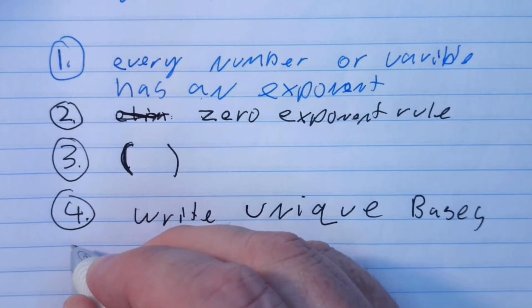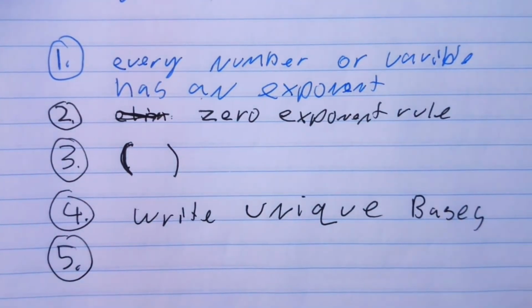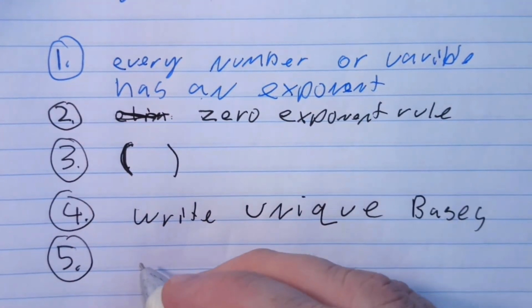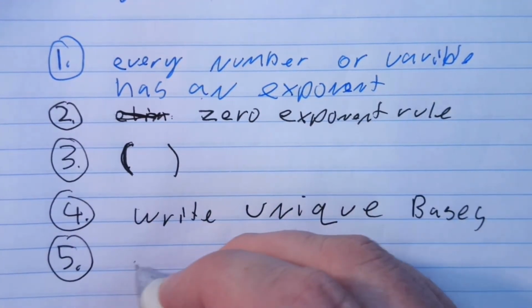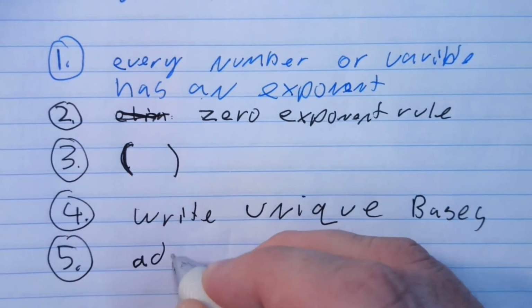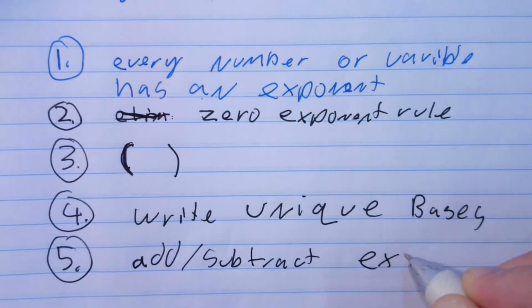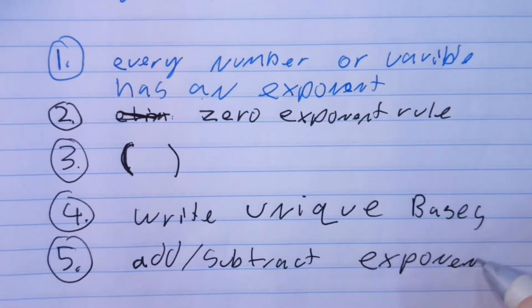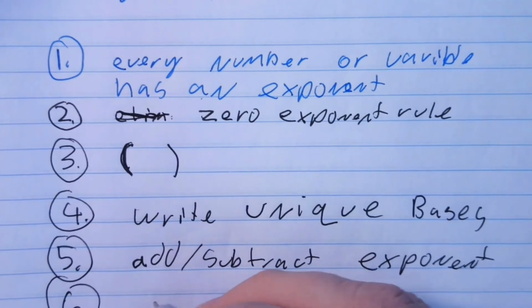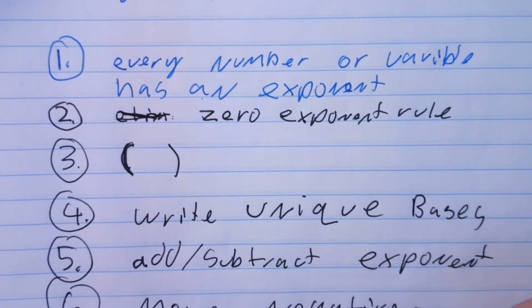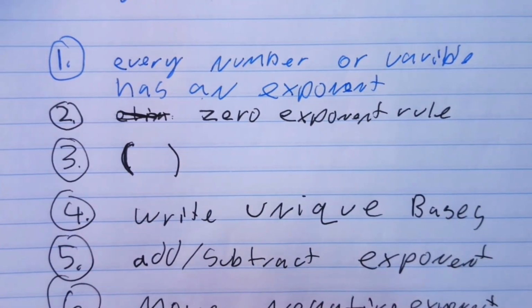And the fifth thing, after we add and subtract, I guess we've got to put that, don't we? And the last thing is we're going to move negatives down. And that's it.